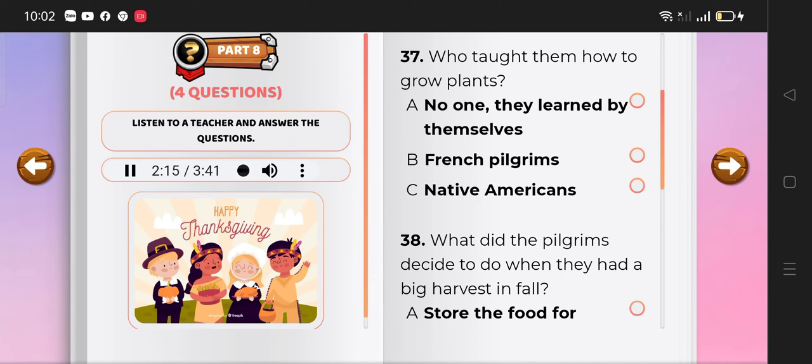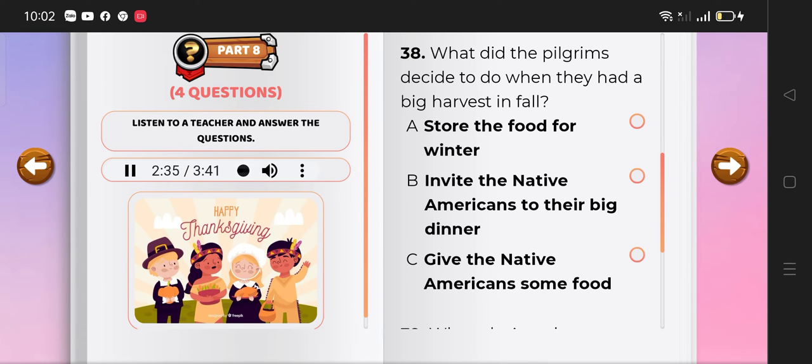Number 37. Who taught them how to grow plants? A. No one. They learned by themselves. B. French pilgrims. C. Native Americans. Number 38. What did the pilgrims decide to do when they had a big harvest in fall? A. Store the food for winter. B. Invite the Native Americans to their big dinner. C. Give the Native Americans some food.